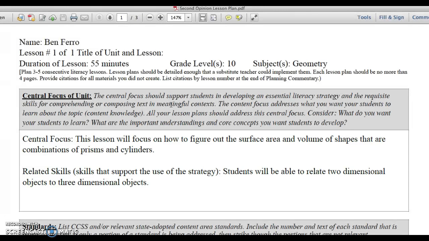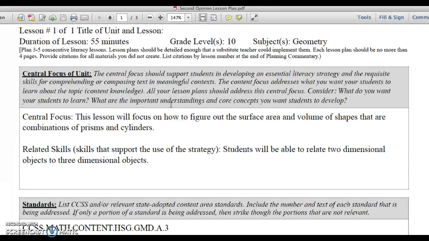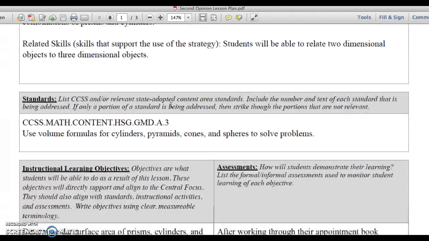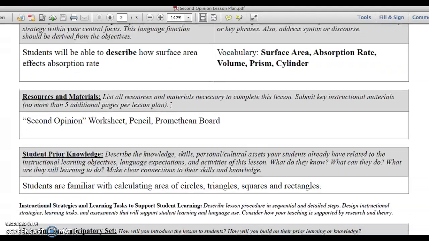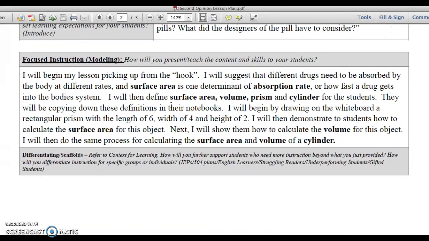So the original lesson was, I think, 100 minutes. I chopped it in half to fit a 55-minute class. What we were going to focus on in this class is finding the surface area and volume of prisms and cylinders. I'm going to go down to my focused instruction and just walk through how the lesson would work in my class.